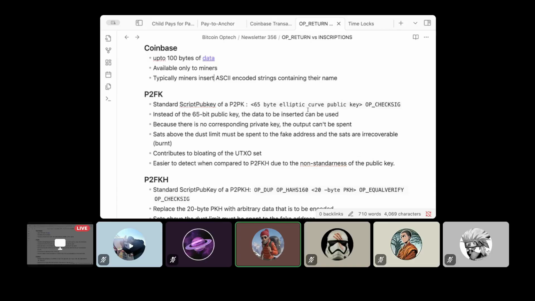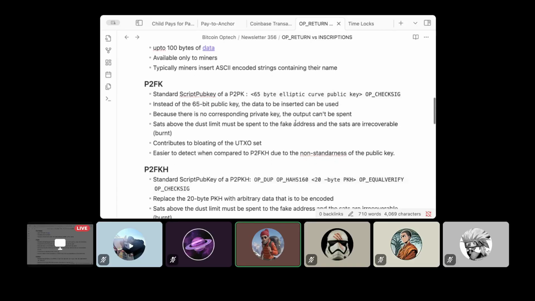So here, what you can do is replace the 65 byte public key with some random data that you want to store. What happens is that this typically burns your Bitcoin, which means whatever amount you are locking with this script pub key can never be spent, because you are not putting a public key which has a corresponding private key here. You are putting some random data, and that random data will not have a private key.